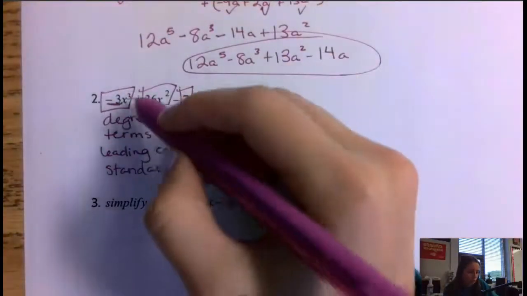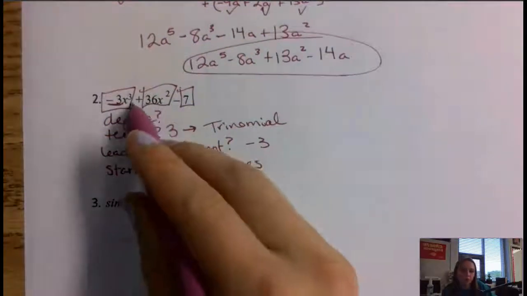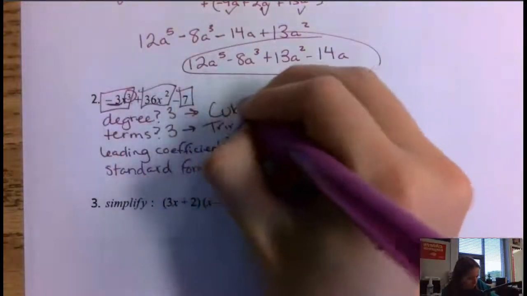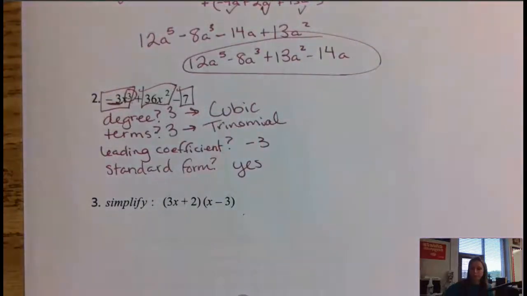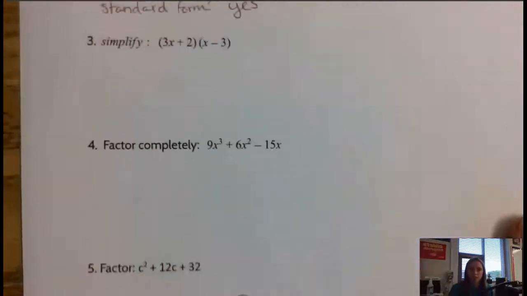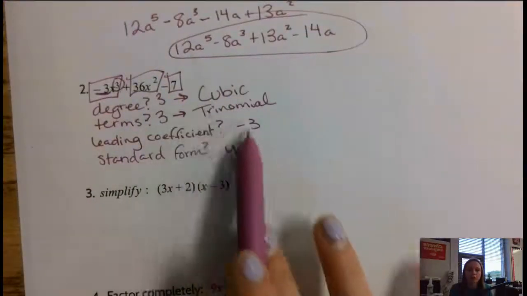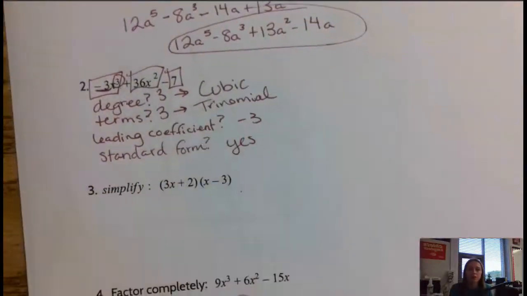And then degree, that is the highest exponent. In this case, it is a 3. So that would be cubic. So there we go. Alright, now down here. You will need to probably refresh yourself on these different names because you will have a question like that.